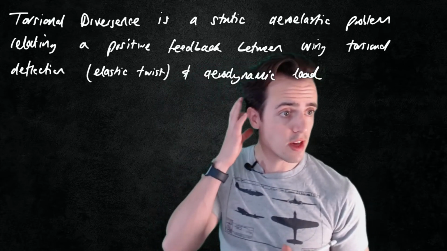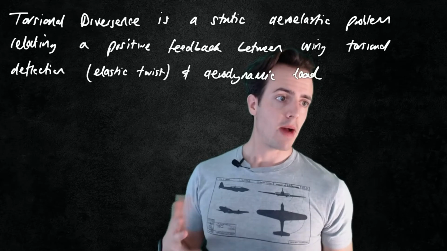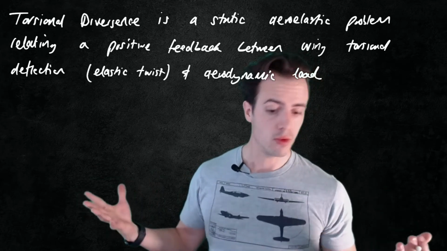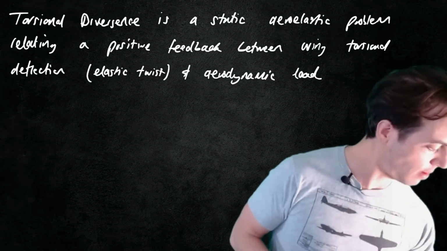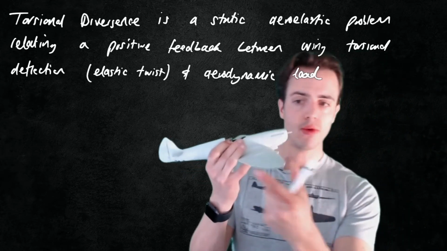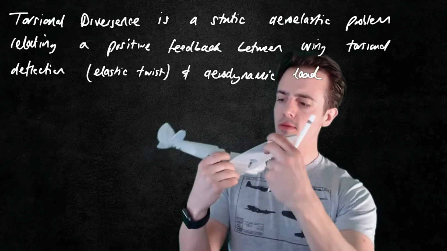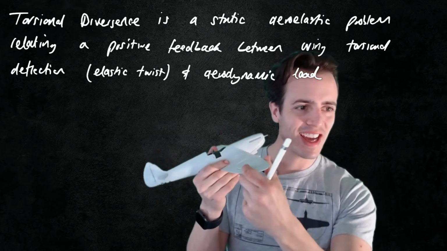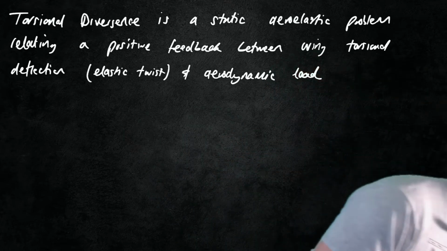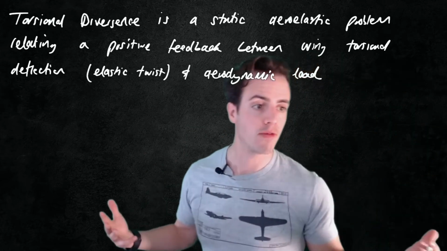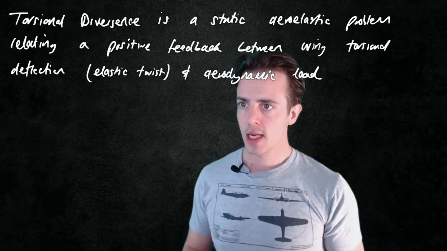Okay, so torsional divergence is a static aeroelastic problem relating to a positive feedback between wing torsional deflection, also known as elastic twist, and aerodynamic load. So torsional deflection is simply the tendency of the wing to twist leading edge upwards under a positive torsional moment, and then the aerodynamic load is obviously also a function of the aerodynamic incidence. So we're going to look at that today.